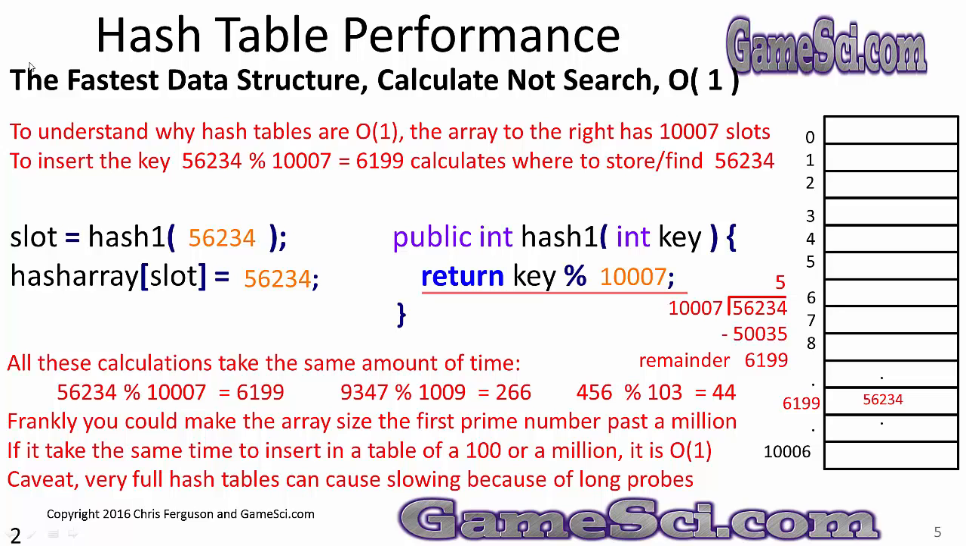Now, if it takes the same amount of time to insert into a table of 100 or into a hash table of 1,000,000 slots, that is an order of 1 algorithm. With that one caveat, remember, very full hash tables can cause slowing because of long probes. If I have a hash table with 1,000,000 items and I have to search through 100,000 slots to find some data, that's going to slow me down. But as long as I don't have large probe amounts to find open records or to locate my data, hash tables work at order of 1.